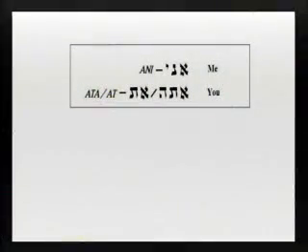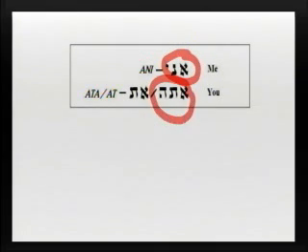The first is ani. Ani means me. We use the same ani for a lady and a man. Ani, me. The second one is ata, you. We use ata if we talk to men. If we talk to a lady, we use at, you. We give you a few seconds if you want to write it down.